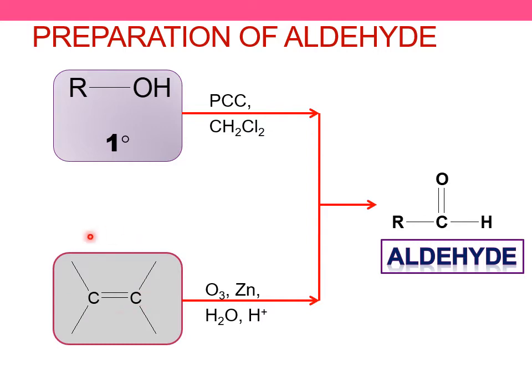The second reaction is the ozonolysis of alkene, which will break the double bond into two compounds. And if we have a hydrogen attached to the alkene carbon, we are going to get an aldehyde.